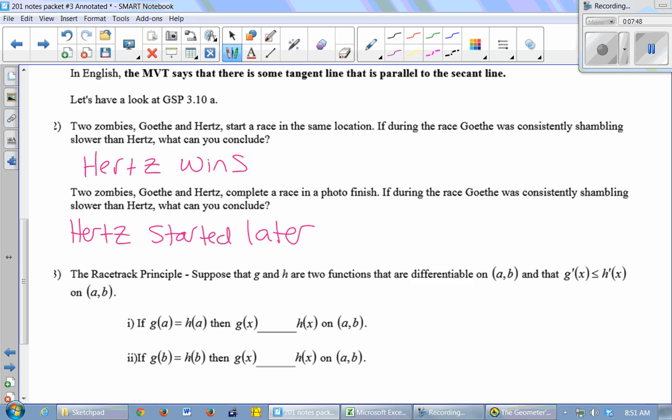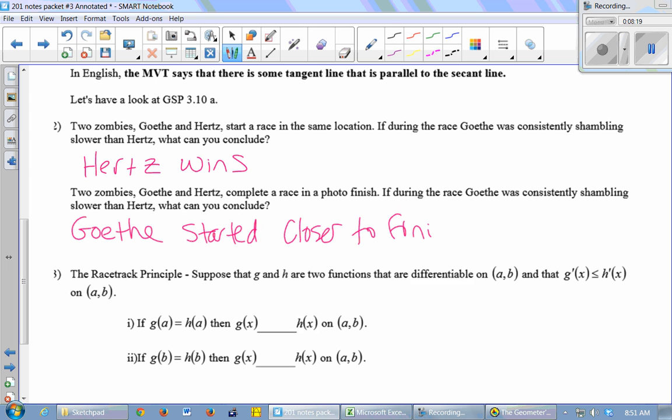Isn't that the same thing? Giving Hertz a head start. Oh yes, okay. You're right. Goeth had a head start, not like Goeth got to start first, but he started ahead, right? Goeth started closer to the finish line. Okay.